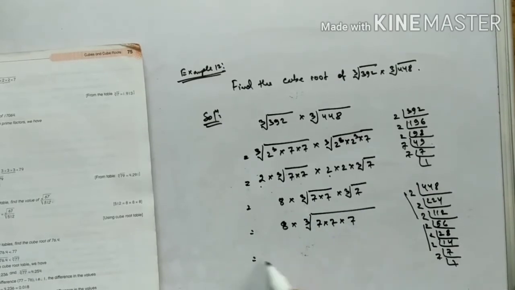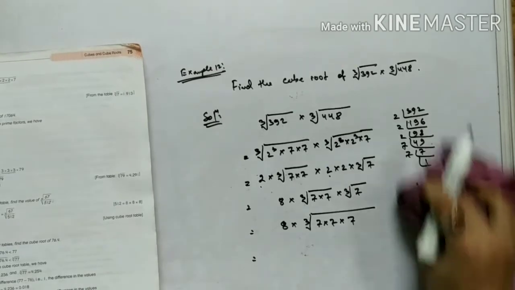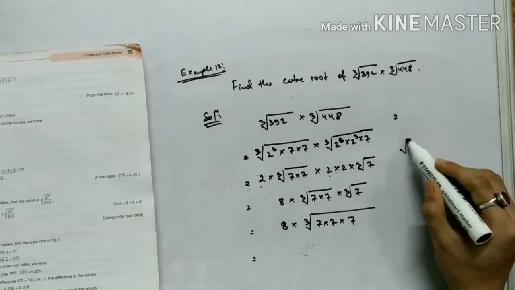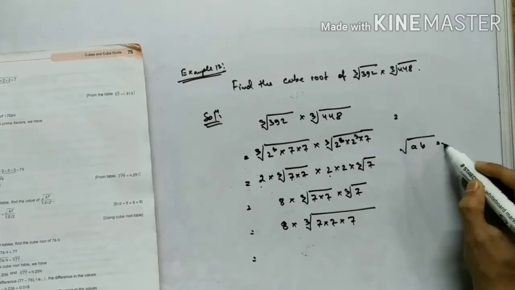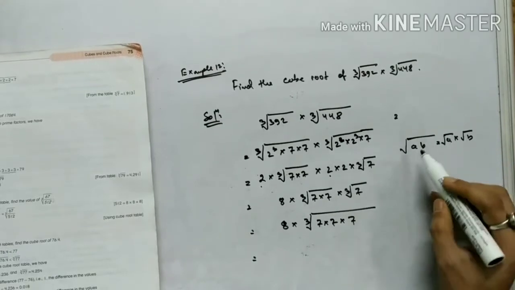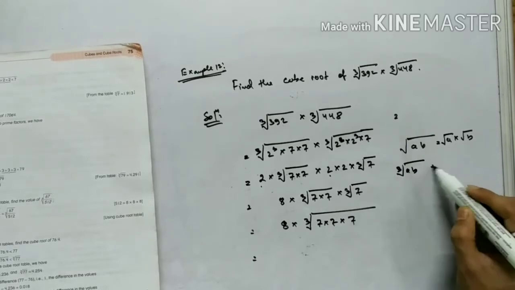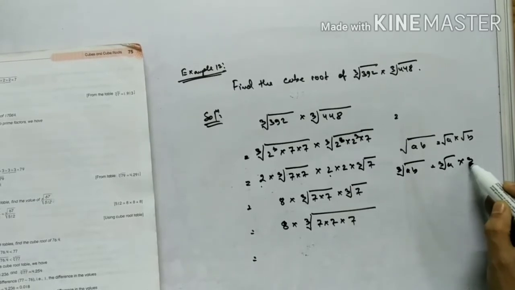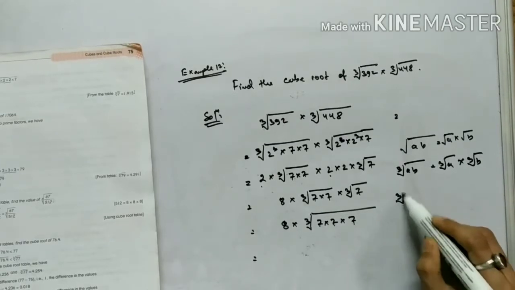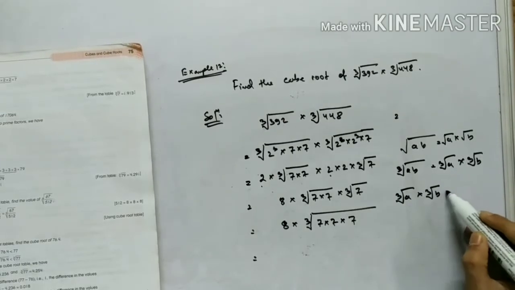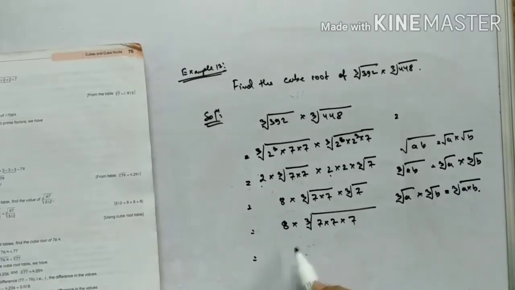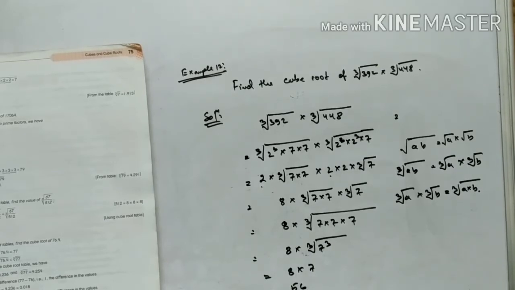Understand? Because we already know that square root of AB is equal to square root of A into square root of B. Similarly, cube root of AB becomes cube root of A into cube root of B, or cube root of A cross B. So that is what I have done. Ultimately I will get 8 into cube root of 7 cube. So 8 into 7 is equal to 56. So this is the cube root of this number.